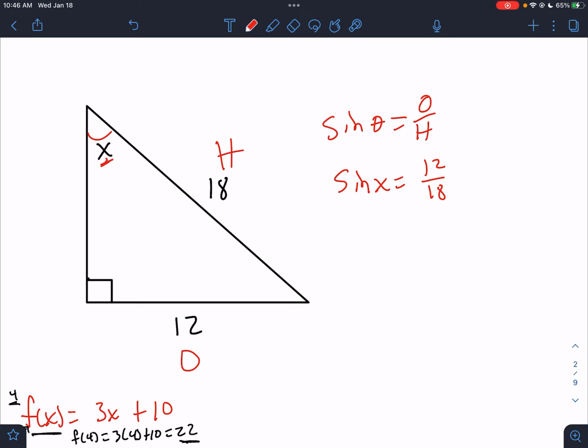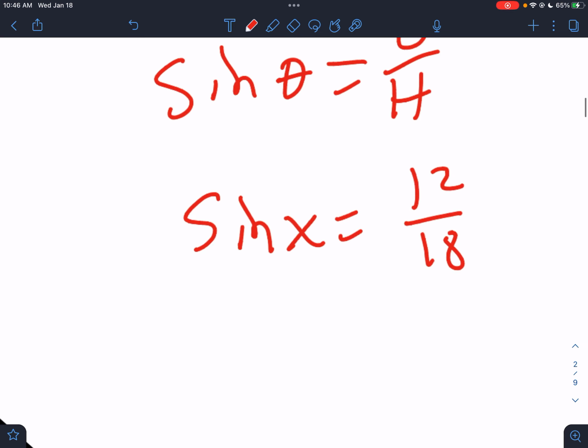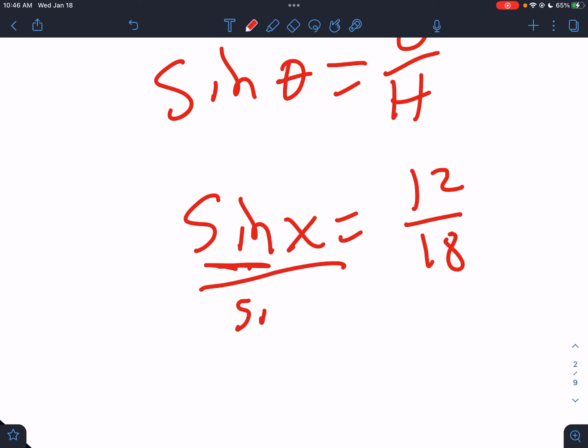And I showed you guys this in the last video. So if you watched my videos, you've already been taught this. Here's the thing. Sine is not a number. This is not sine times x. I cannot just divide by sine. No, that's not how it works. Sine's not a number. Sine is a function.